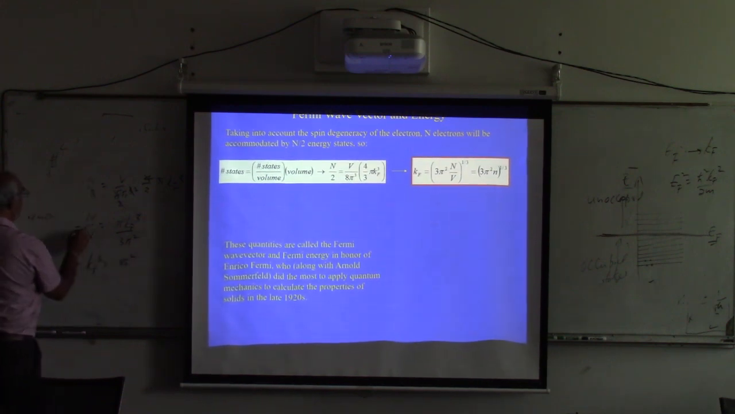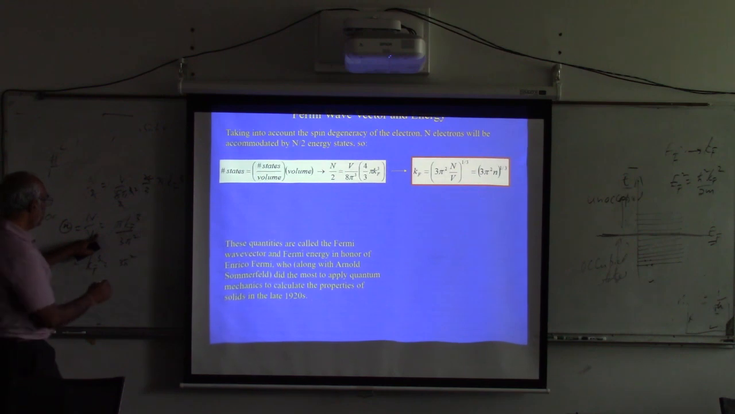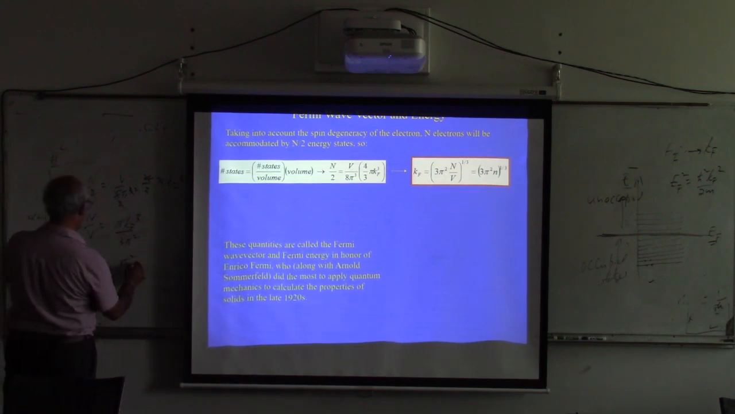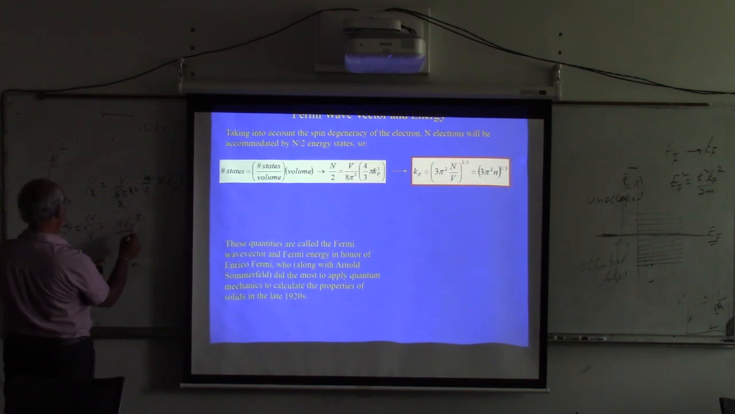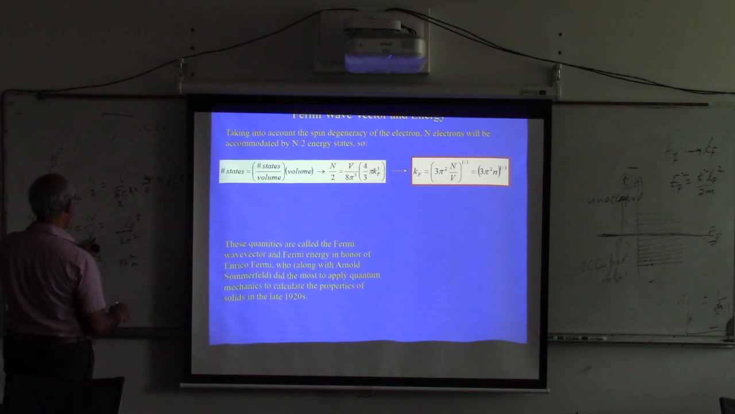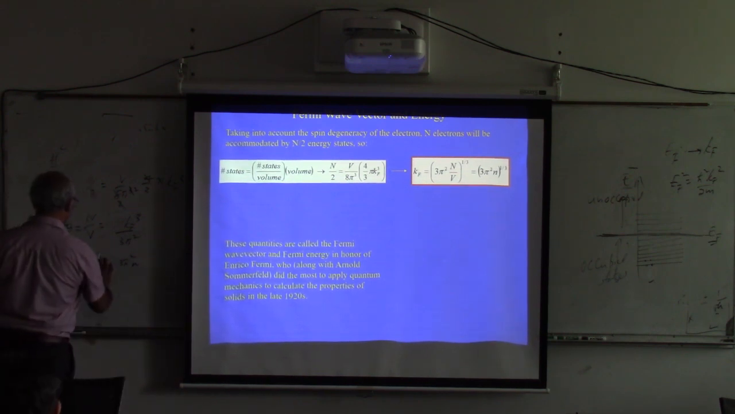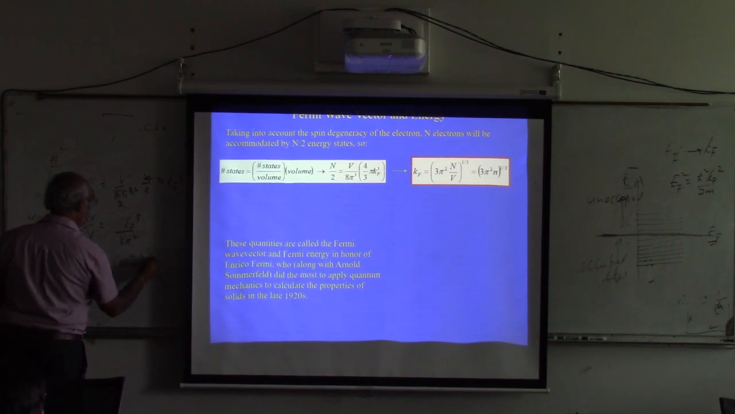Usually we write this N over V as simple n. n is the electron density. That means number of electrons per unit volume. That means 3 pi squared n. Oh, this pi also cancels here, right? There's no pi here. 3 pi squared n. Yeah, that's it, right? Then kF equals one third power of this.